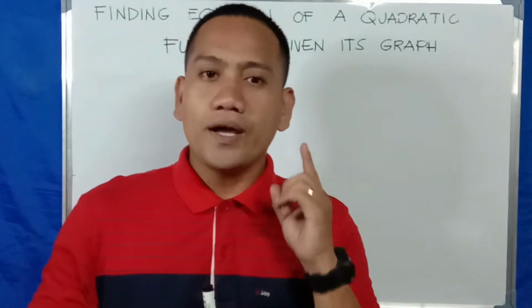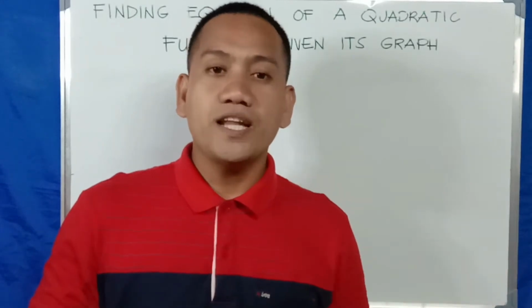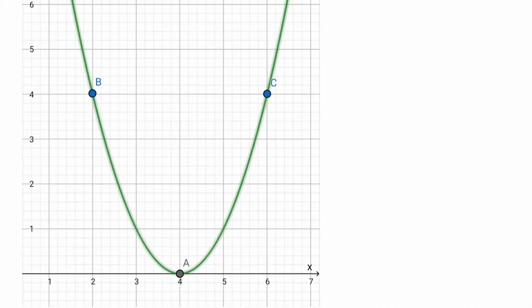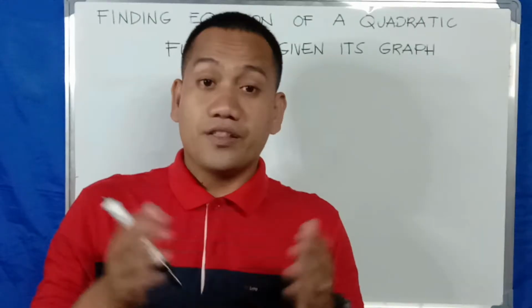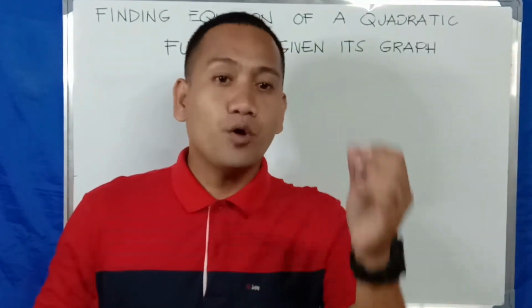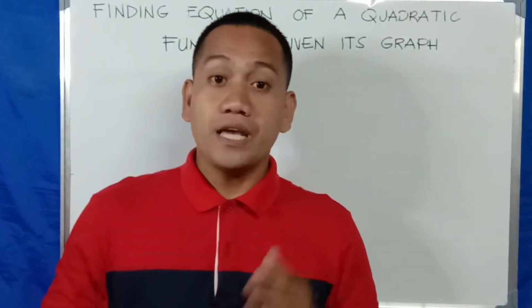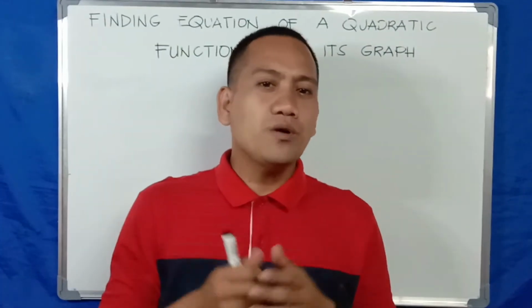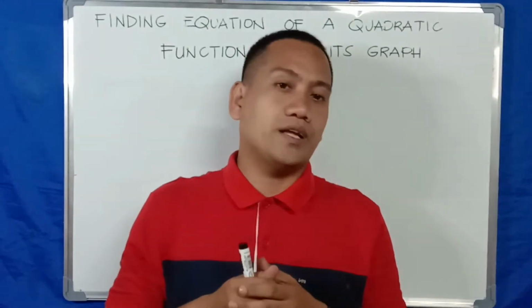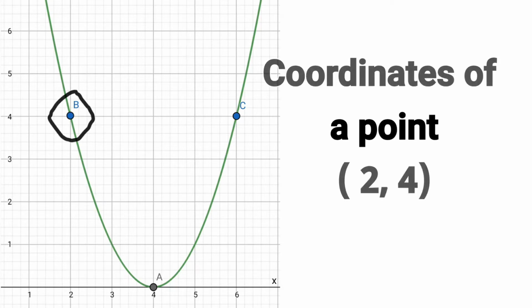Second, let's identify the turning point of this parabola. I am referring to the coordinates of our vertex. If we notice in this graph, the parabola turns exactly at a point with coordinates (4, 0). Then, let us also determine any point that is along our parabola. And if possible, we can choose a point that gives us an exact value of our coordinates. So we will choose only one point with specific coordinates. And in this case, allow me to utilize a point with coordinates (2, 4).